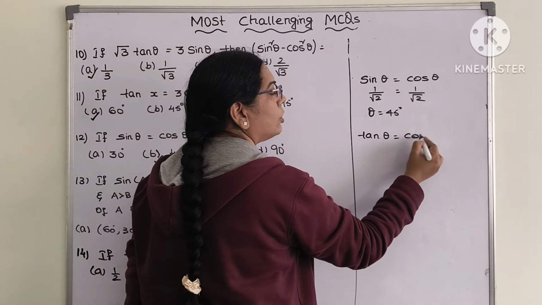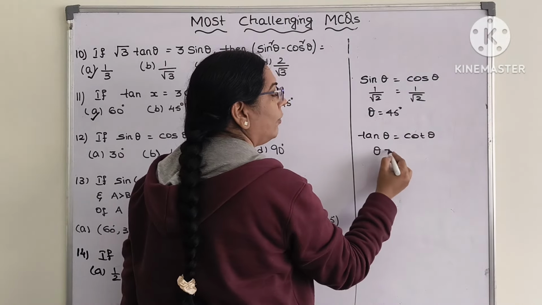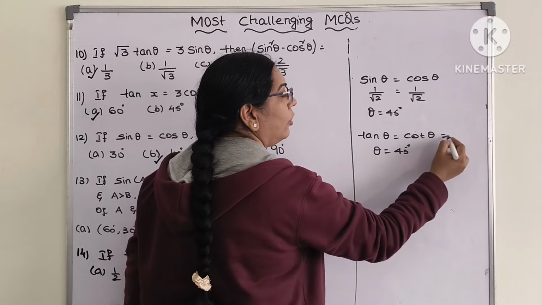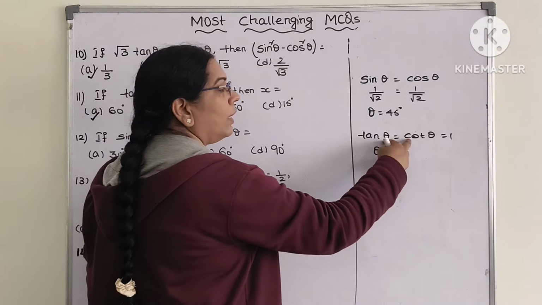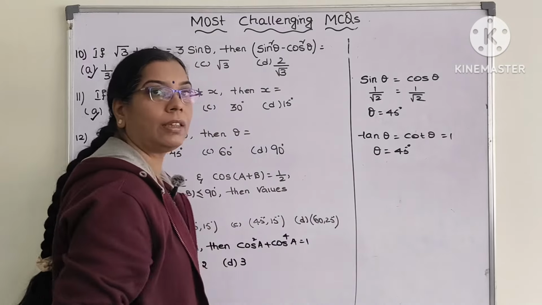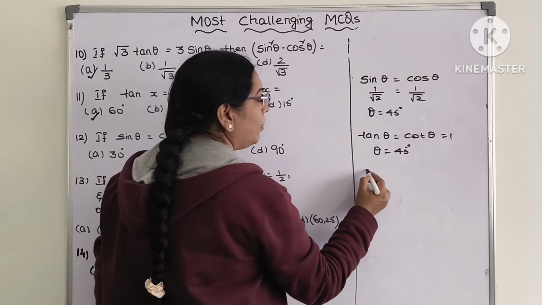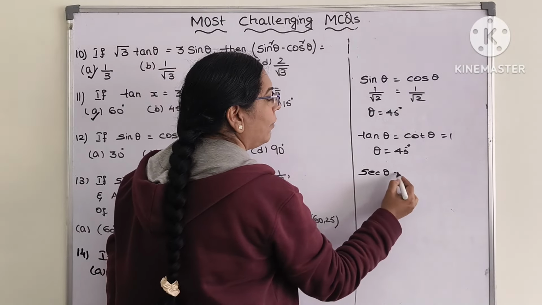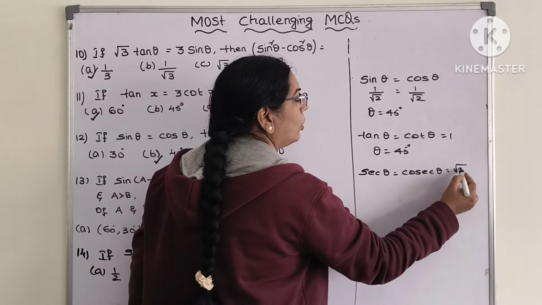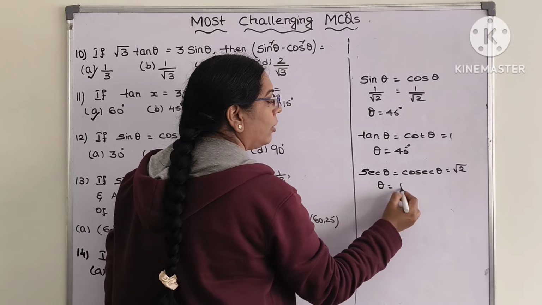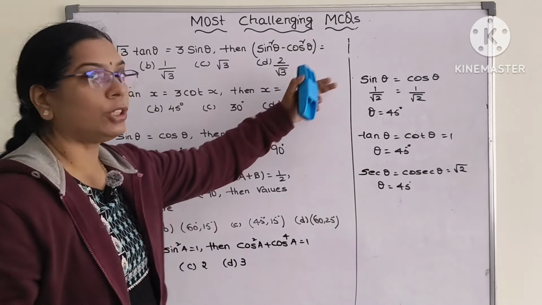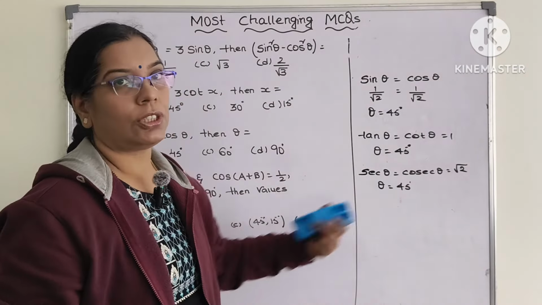If tan theta is equal to cot theta, then theta will be 45 and the value will be 1. Both of them, tan and cot, will have the same value of 1 for theta equals 45. Similarly, secant theta will be equal to cosecant theta, which is root 2 for theta of 45. You may expect these kinds of questions for any of these ratios, children.